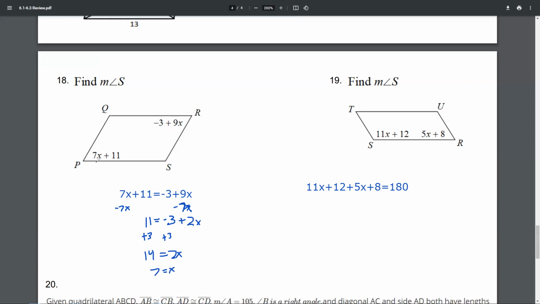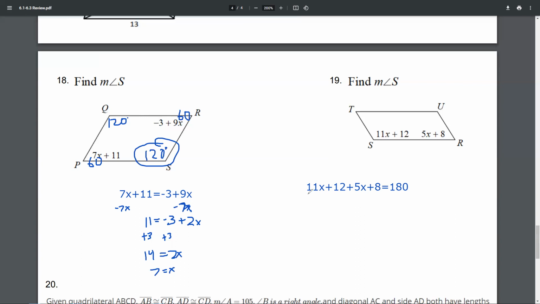So now when we plug that in, 7 times 7 is 49, plus 11 gives us 60. 9 times 7 is 63, minus 3, that's 60. So now we're good to do, which is going to give us 120. So angle S here, 120 degrees.